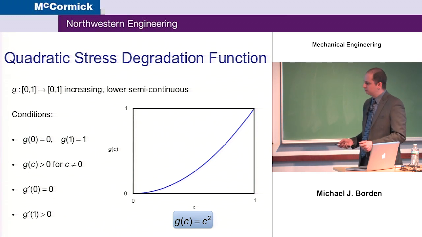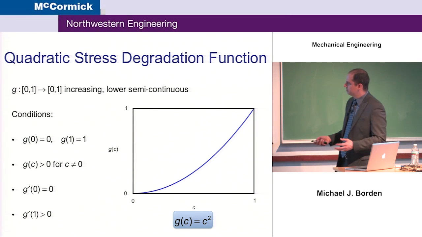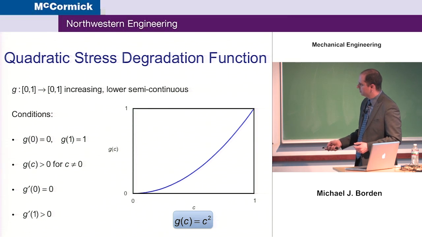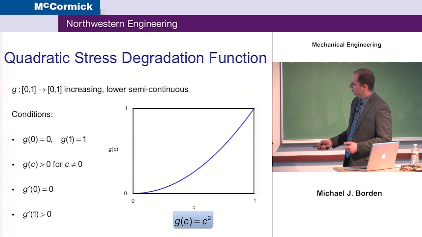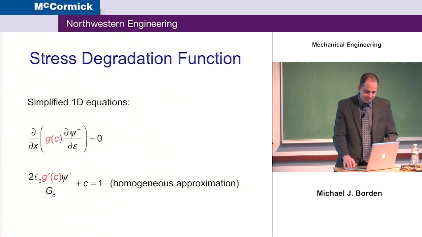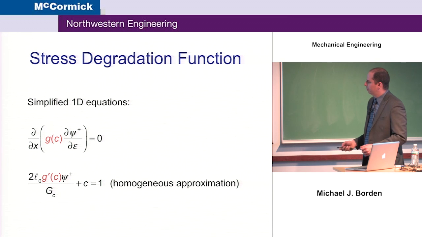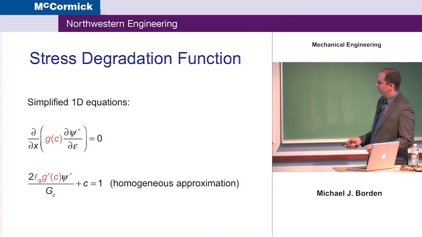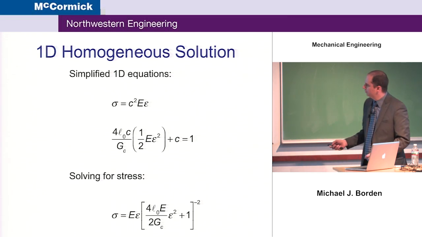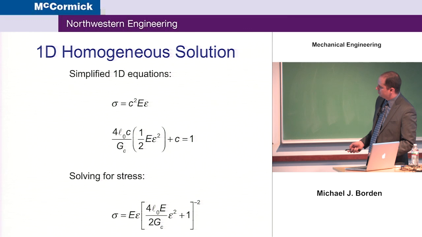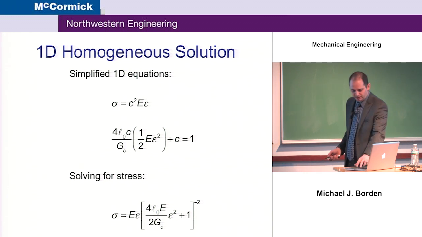Now this degradation function, the typical one is the quadratic function. It looks like this. So as c goes to 0, we get a 0 value for our degradation function. It has a 0 slope here, and then it goes to 1 at 1. And we can do an approximation of this function by dropping the gradient terms of the phase field. And if we do this, then we can solve the 1D problem, and we come up with an equation for our stress in terms of our strain, and we can plot this function.